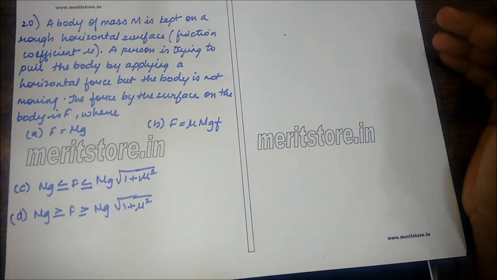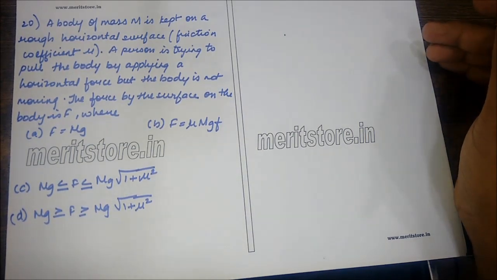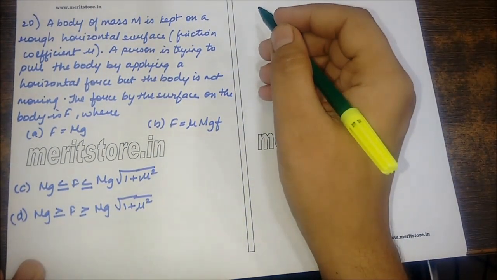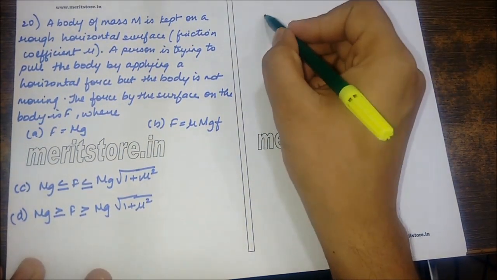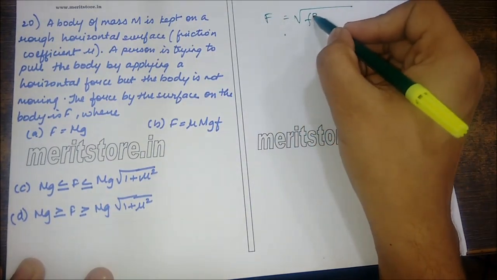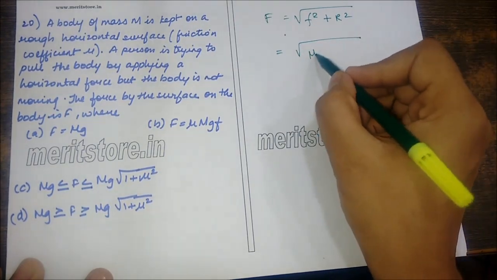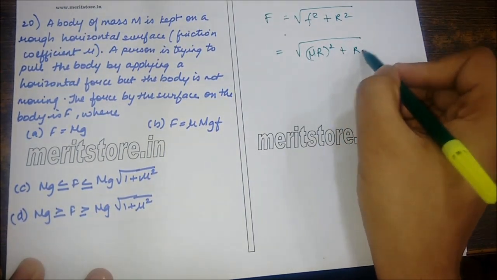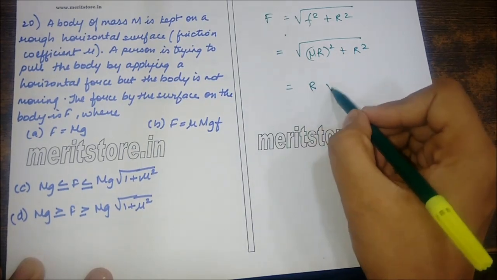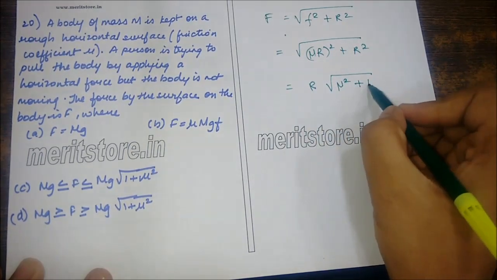A body of mass m is kept on a rough horizontal surface. Coefficient of friction is mu. A person is trying to pull the body by applying a horizontal force, but the body is not moving. The force by the surface on the body F, where we know that maximum force by surface when friction works, F is equal to square root of f square plus R square, square root of mu R square plus R square. Taking R common, we get R square root of mu square plus 1.